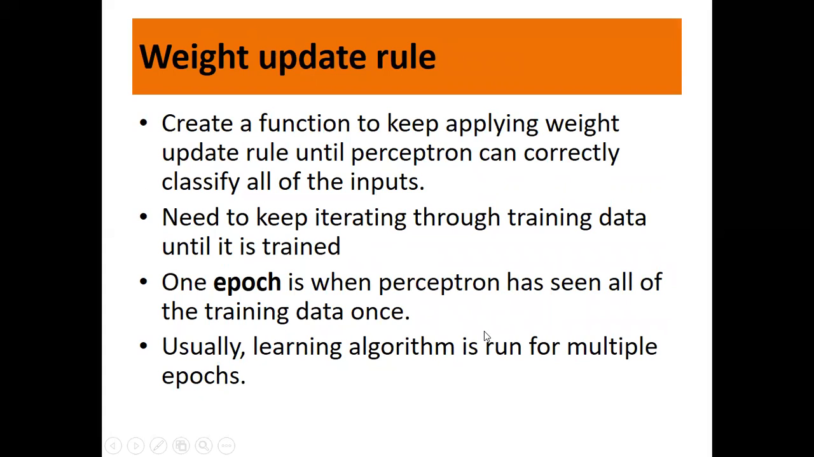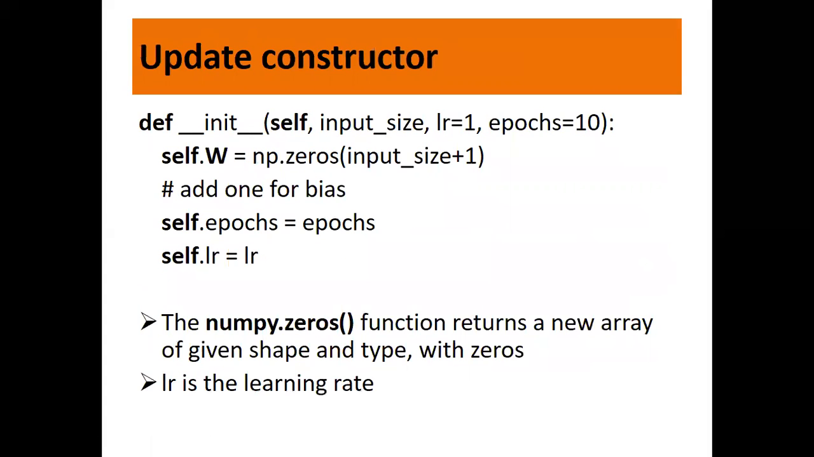One epoch is when the perceptron has seen all the training data once. That means once the data is given to the perceptron for the first time, it is one epoch. Again, if you give it, it is the second epoch. Again, it is the third epoch. So usually the learning algorithm is run for multiple epochs. Now, looking at this, again we update our constructor.